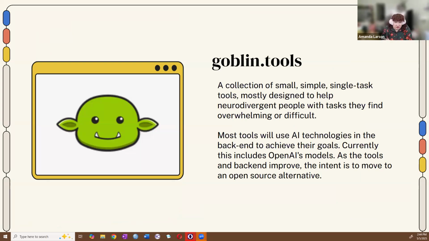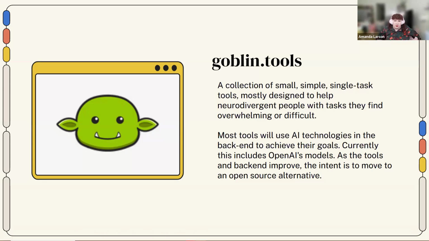So Goblin.tools is a collection of small, simple, single task tools that are mostly designed to help neurodivergent people with tasks that they find overwhelmingly difficult. So this gets at executive function. Most use AI tools on the back end to achieve their goals. And this currently uses OpenAI's models. And their goal is, as AI continues developing, that they're going to move to an open source alternative away from OpenAI.